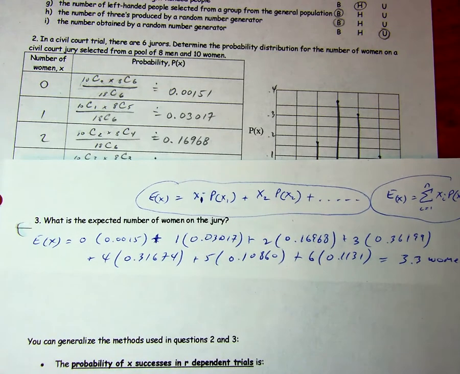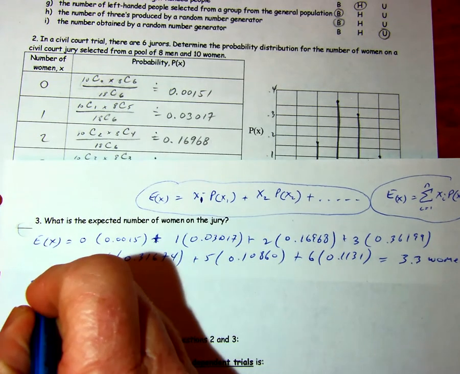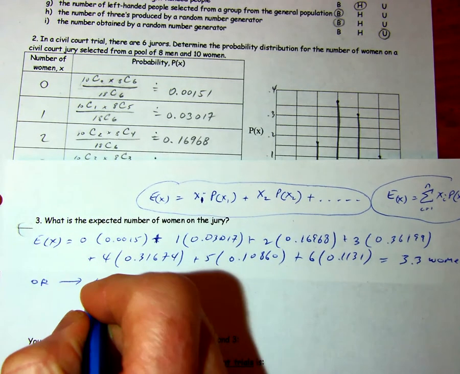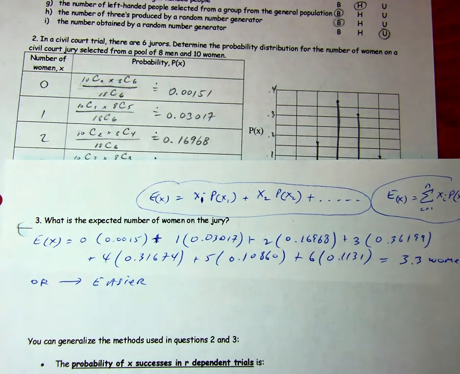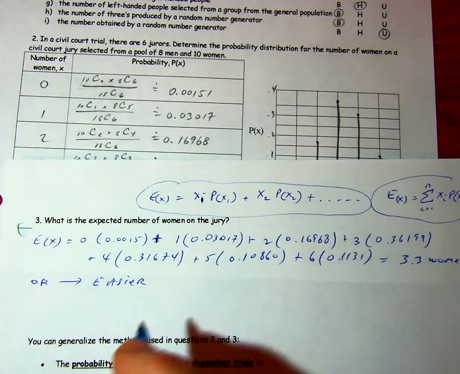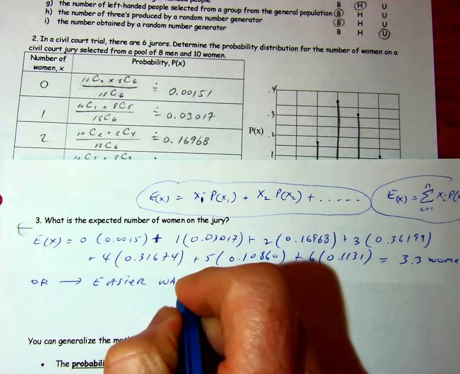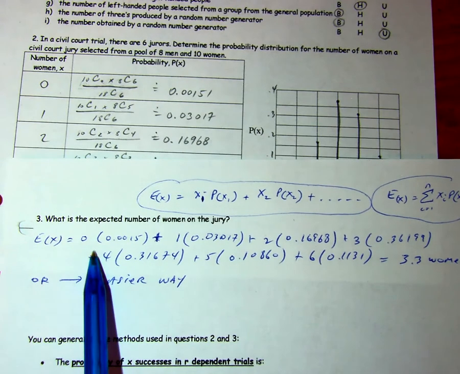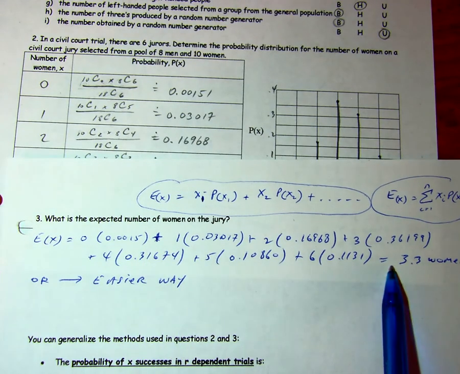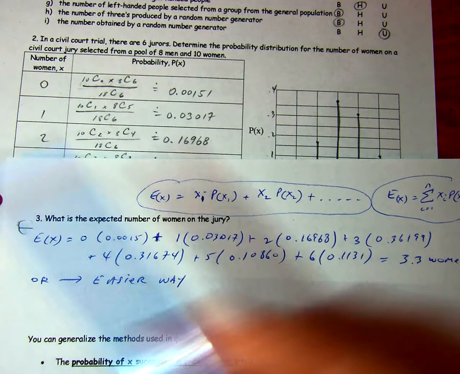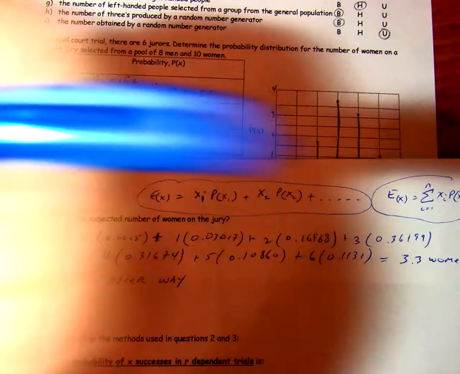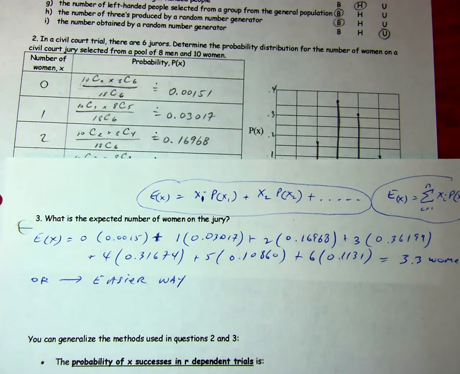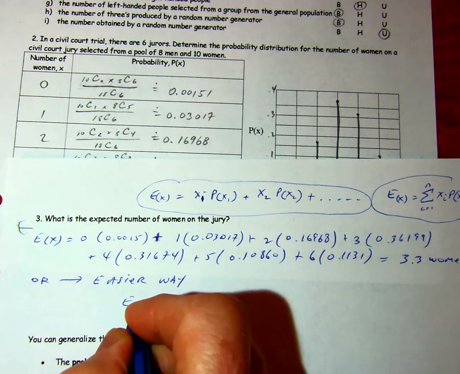Is there an easier way? Yes, always. Again, it's specific to this distribution, so you can't use that easier way for the other distributions. Each distribution has its own easier way. This first formula applies to every single distribution. But there's an easier way for binomial, for geometric, for hypergeometric.